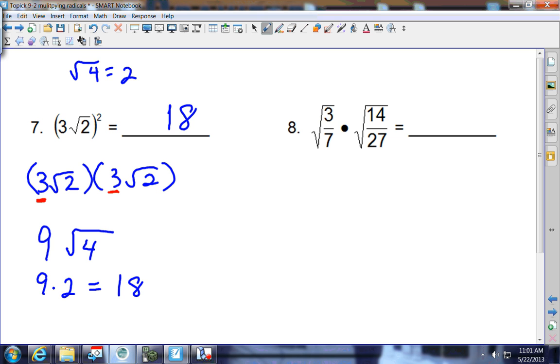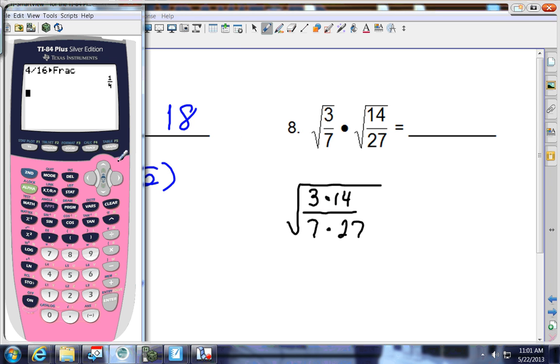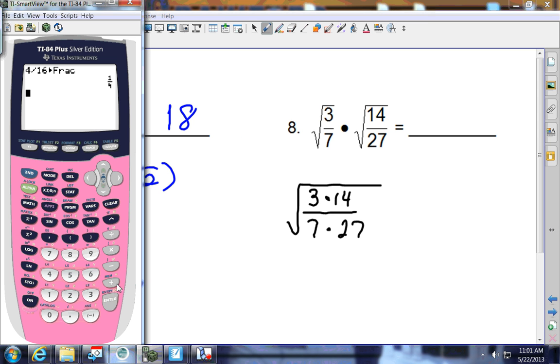Number 8 tends to freak everybody out right at the beginning because it has what? Fractions. There's a couple of things that we can do on here. The way I look at it to see easier is I'm going to put it all underneath the square root sign real quick. But I'm going to have 3 on the top, 3 times 14, and 7 times 27. Now, one thing you could do is, with our calculators, forget the square root sign for right now. Take 3 times 14, press enter, and get 42.